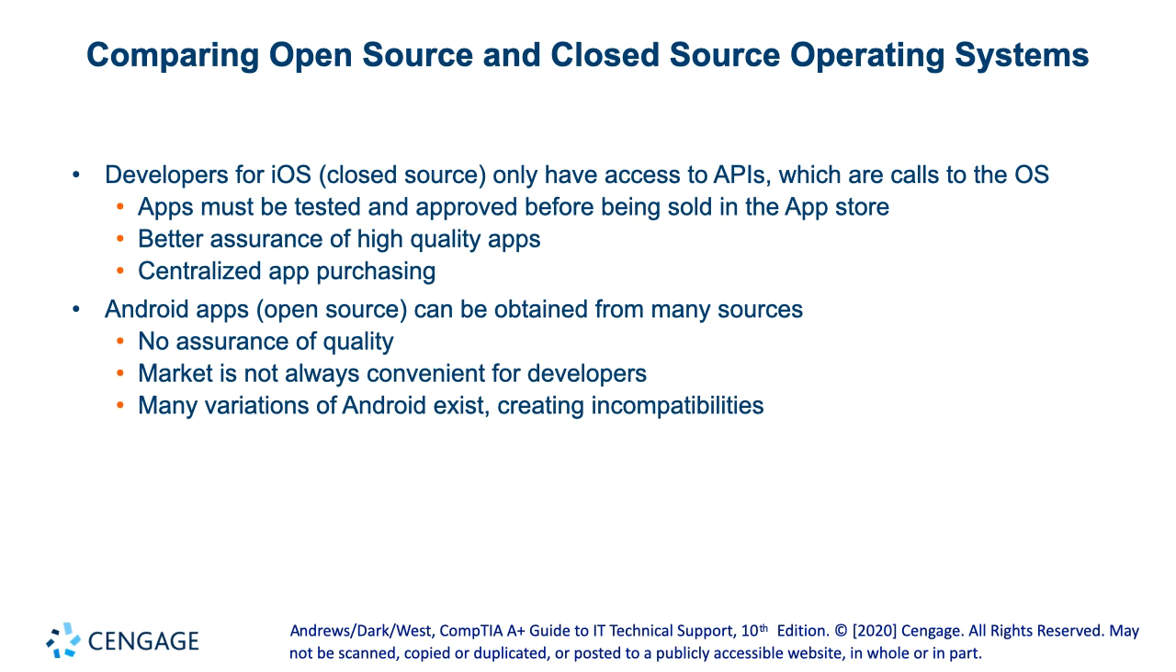Open source can be obtained from any source. There's no assurance of quality, though, and the market is not as controlled and thus easy for others to join and compete. And since it's open source, there are many different versions, this can also create some incompatibilities because there are so many versions.